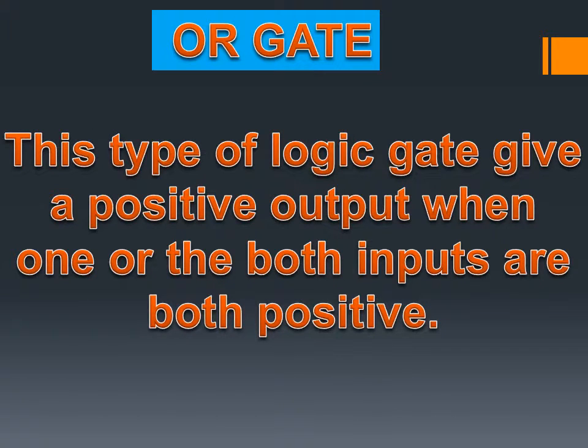Now let's talk about the OR gate. This type of logic gate gives you a positive output when one input is positive. Remember, have you ever tried using the word or? It's like, I will go to Lagos or Calabar. So you're either going to Lagos or you're going to Calabar. You cannot just go to Lagos and be in Calabar at the same time. Or is just a kind of differentiator between two choices. Now, an OR gate gives a positive output when one or both inputs are positive.